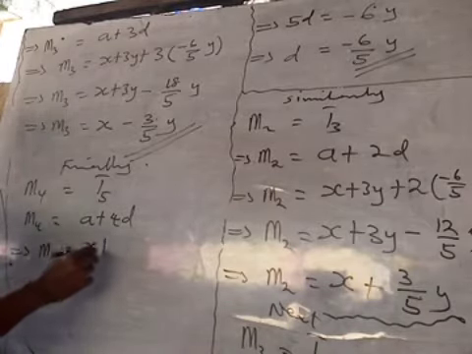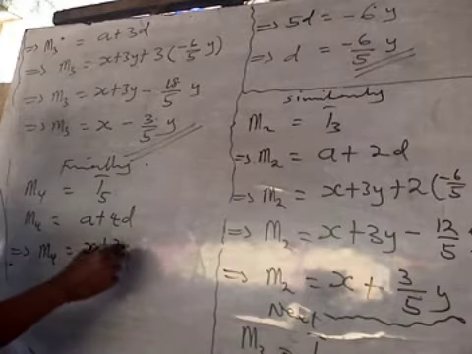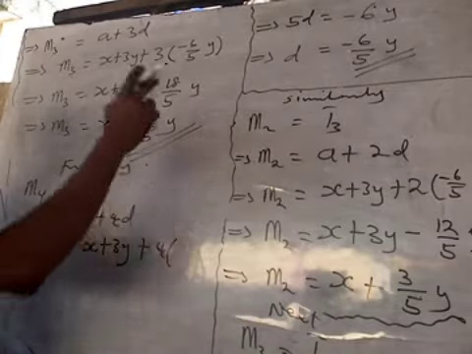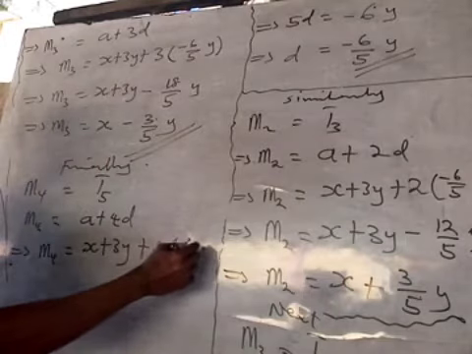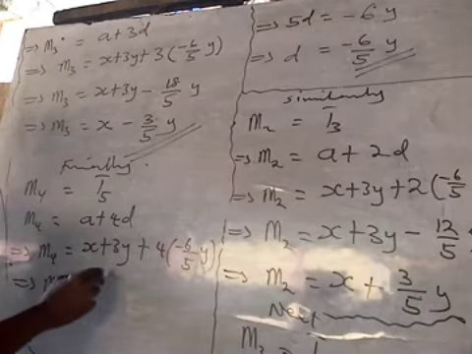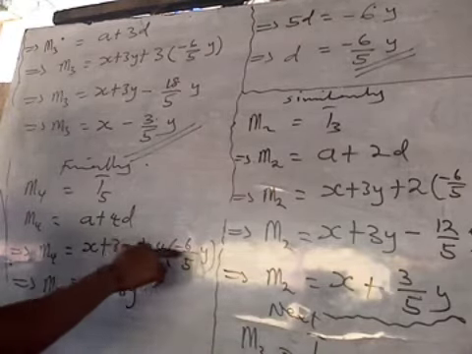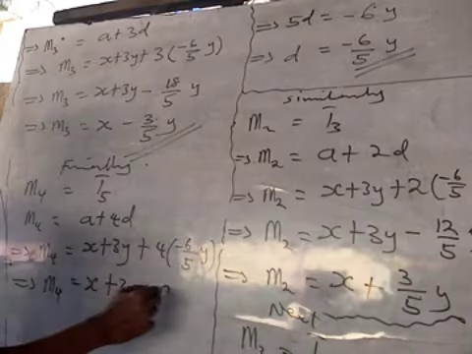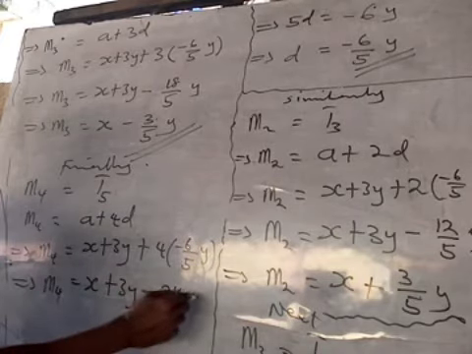So that simply means that the fourth mean, M4, will be equal to, what's my A? My A is x plus 3y. Then plus 4 into, what is my D? My D is minus 6 over 5y. So this simply means that the fourth mean will be equal to x plus 3y plus 4 times minus 6, which is minus 24 over 5y.